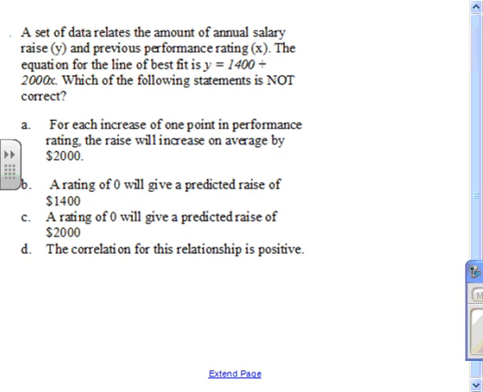Okay, statistics. Problem number 1. A set of data relates the annual salary and previous performance rating. So y over x, let's compare them. This is the salary raise compared with previous rating.